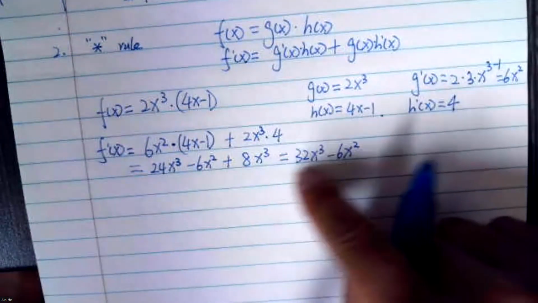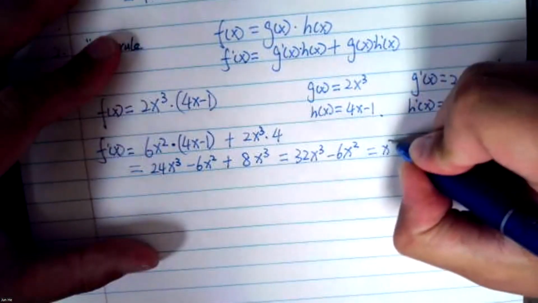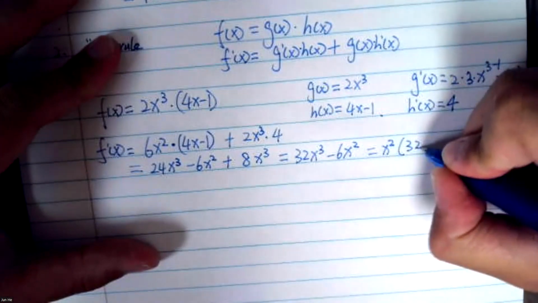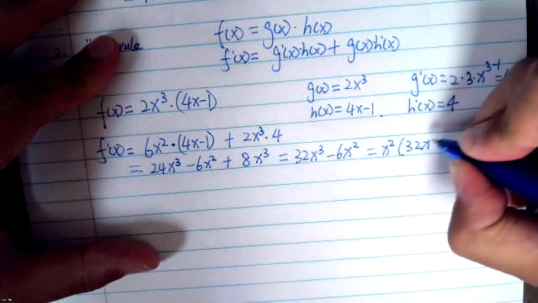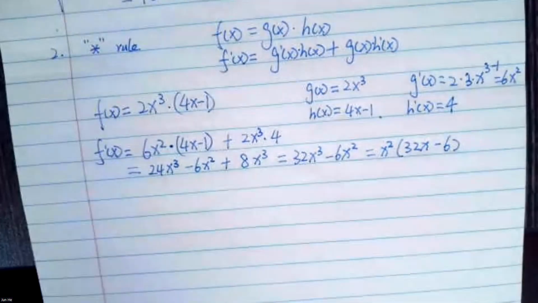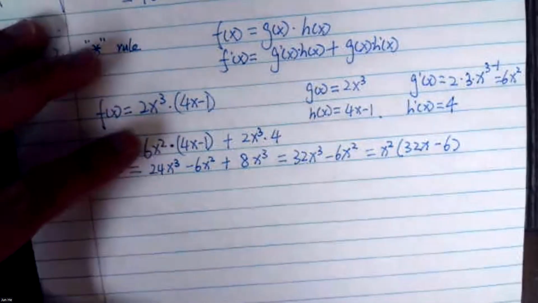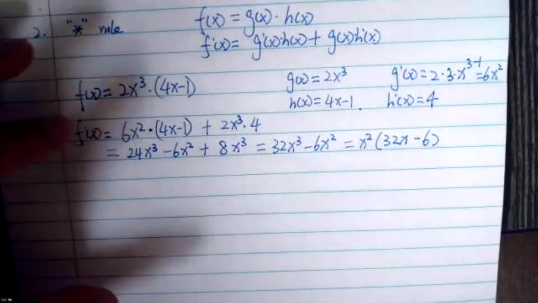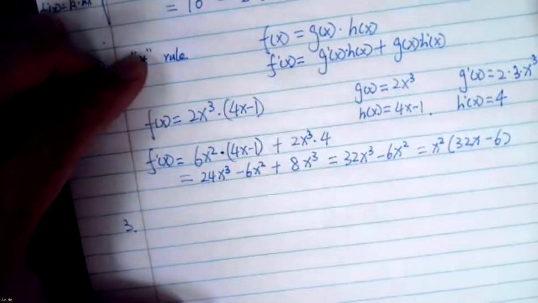I would consider this a neat presentation of the result. If you want, you can drag x squared out, but it's not necessary. So here we have x squared times 32x minus 6. Both answers are acceptable. Okay, so that is the second one, the multiplication rule or the product rule.